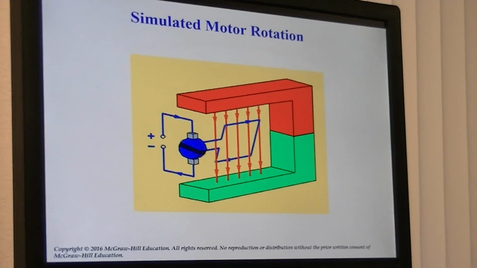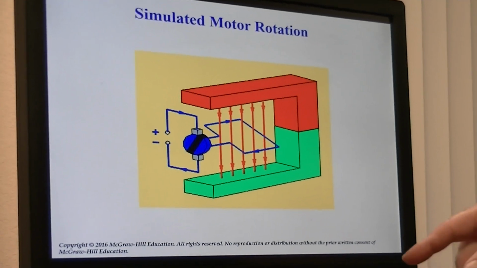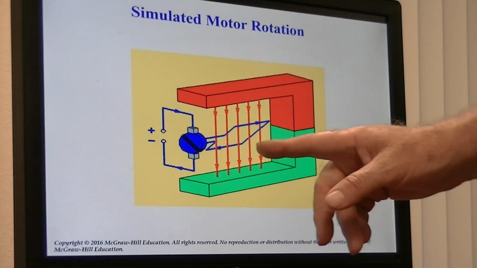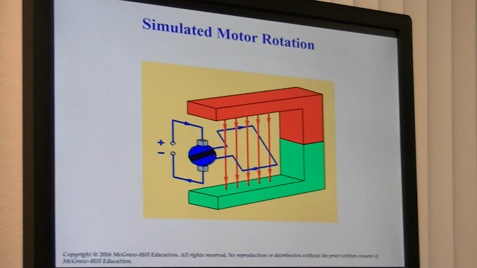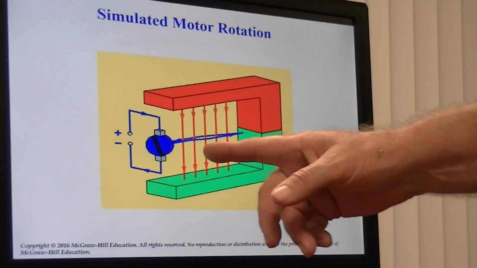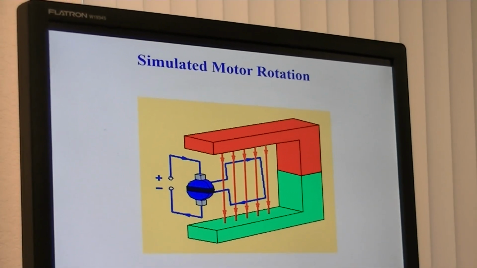I'm not showing that rotation there. And you can see the direction of the arrows is changing depending upon the direction the current's going.